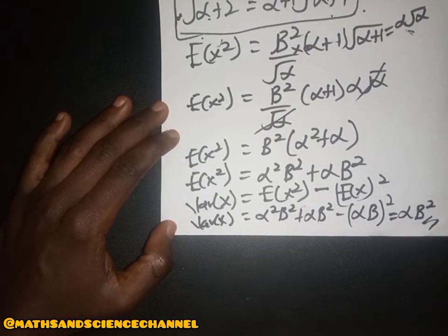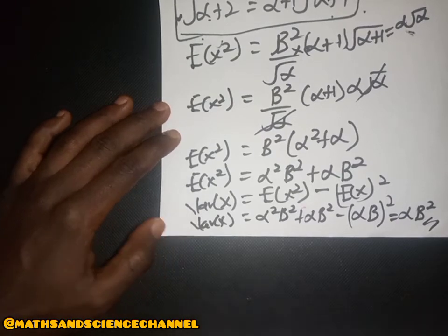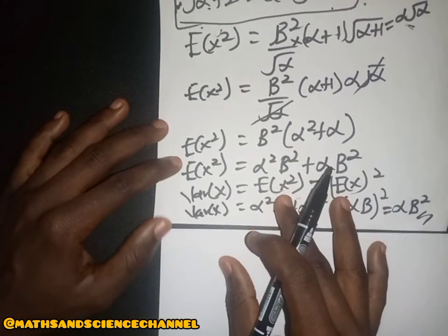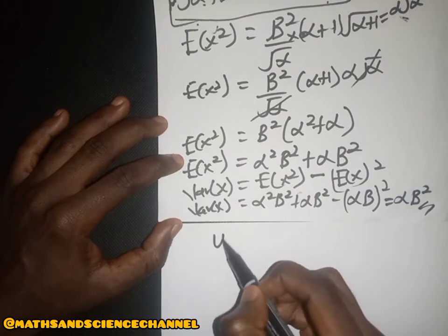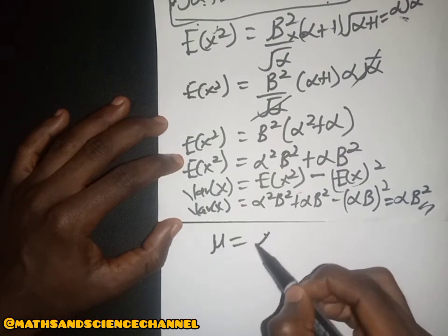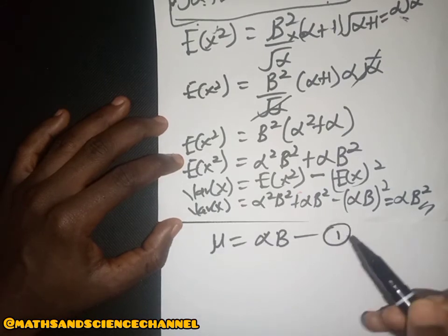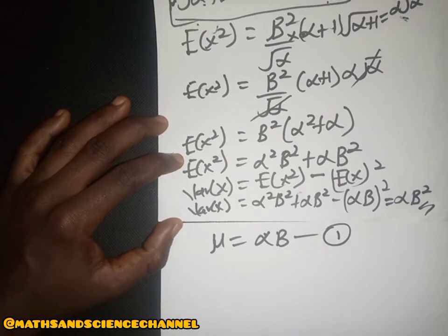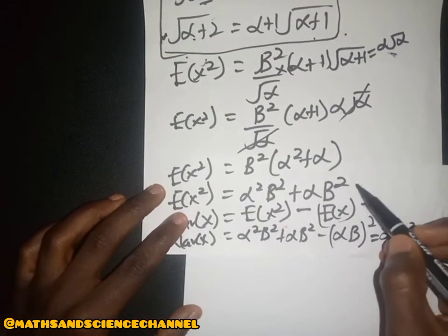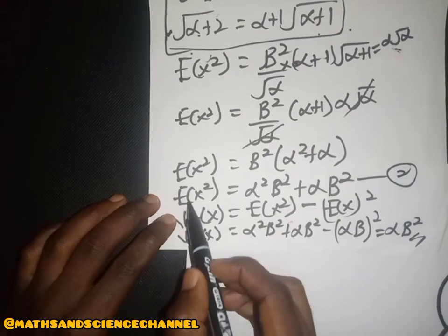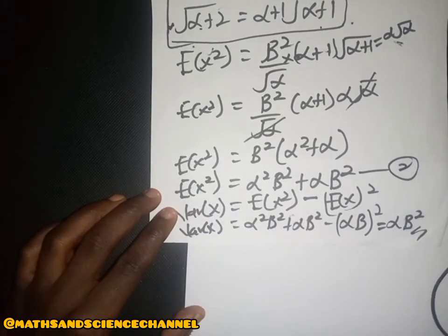But then we can do that straight and get the variance. In this case, what we are trying to look for is the second part of the equation. The first part of the equation is mu being equal to alpha beta; we call it equation 1. The second part of the equation is from here, which is finding the expectation by squaring X.